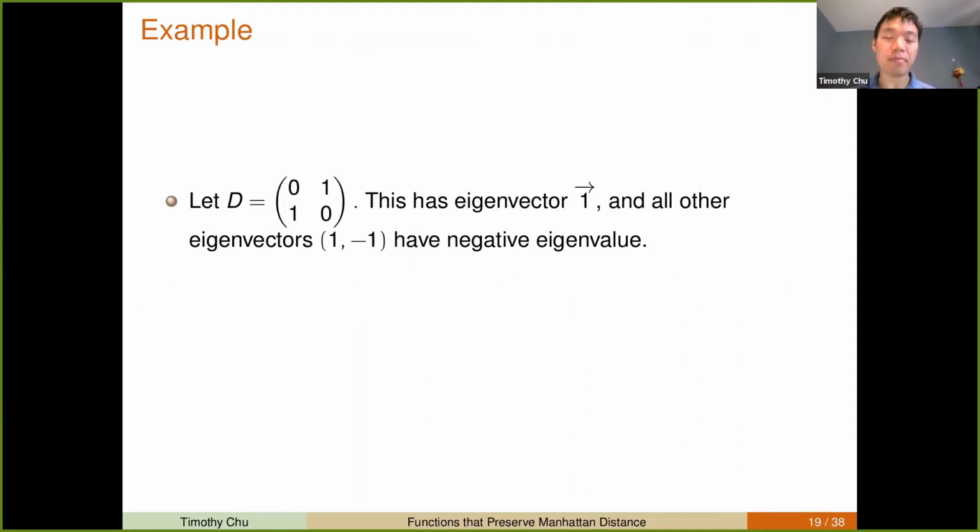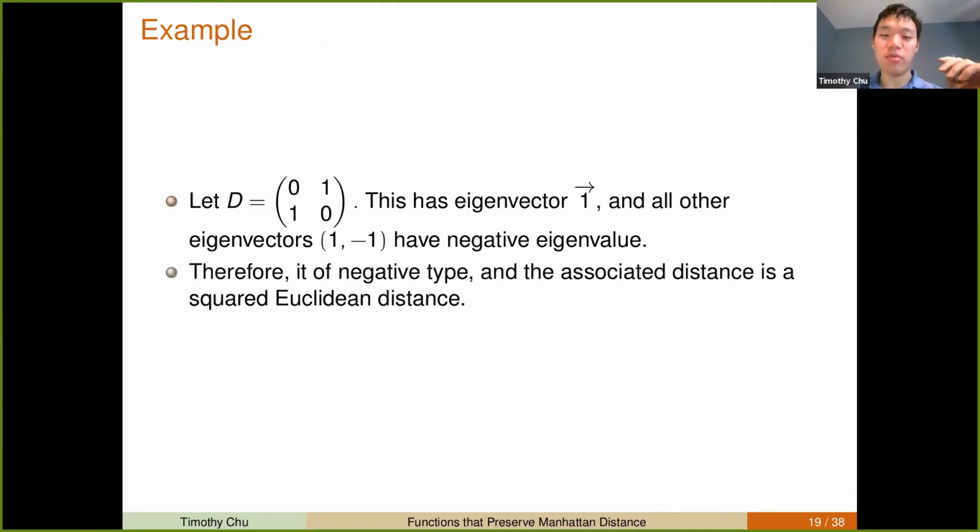Okay. I'll just do a quick example here. And once again, we're just trying to understand this negative type property in a little more depth. And I promise you, we'll link back to the original puzzle very soon. So let's say D is the matrix 0, 1, 1, 0. This has the all ones eigenvector, and the other eigenvector 1, -1 has a negative eigenvalue. Okay, so this is a negative type matrix. Well, what's the associated distance to this?